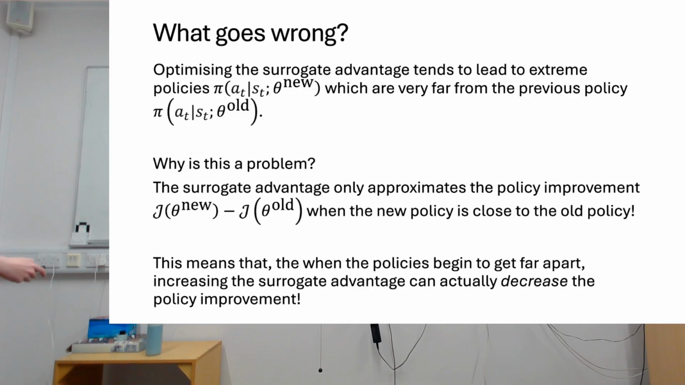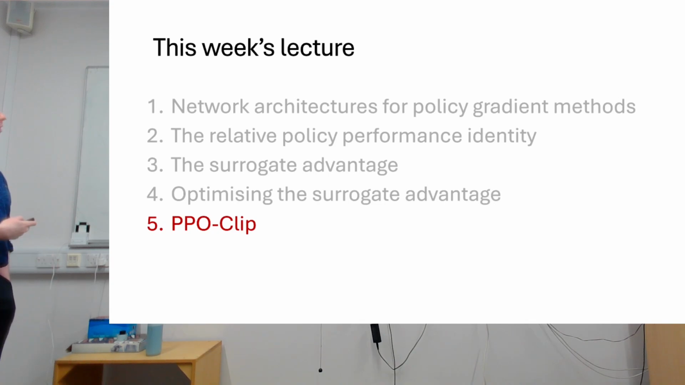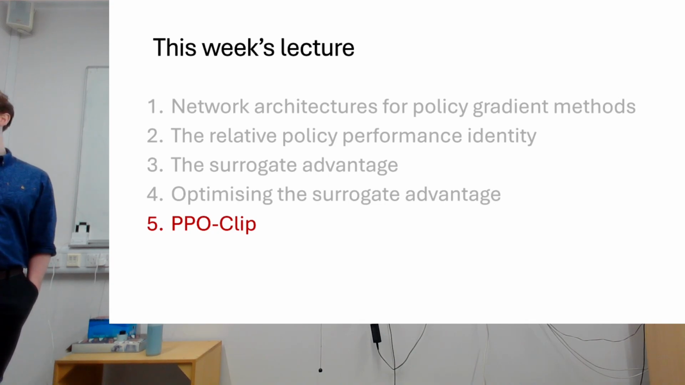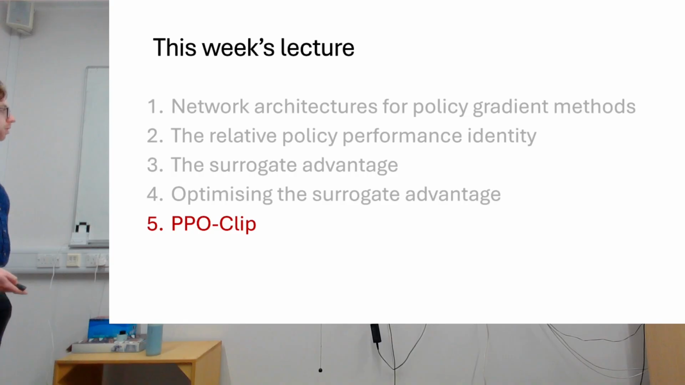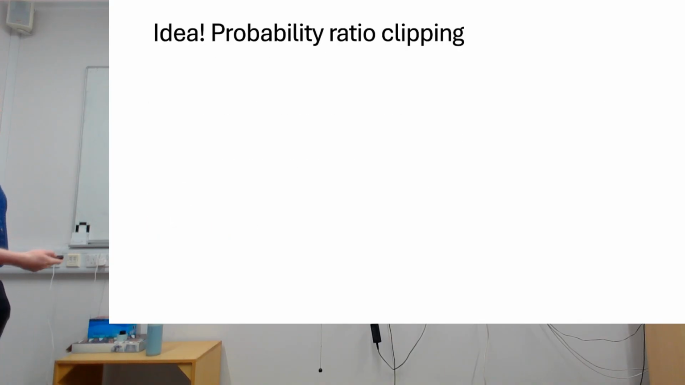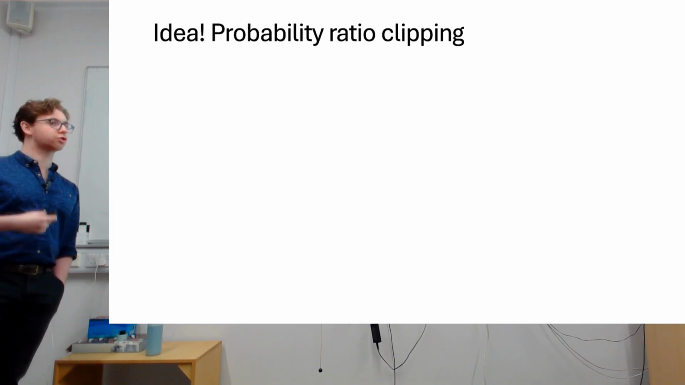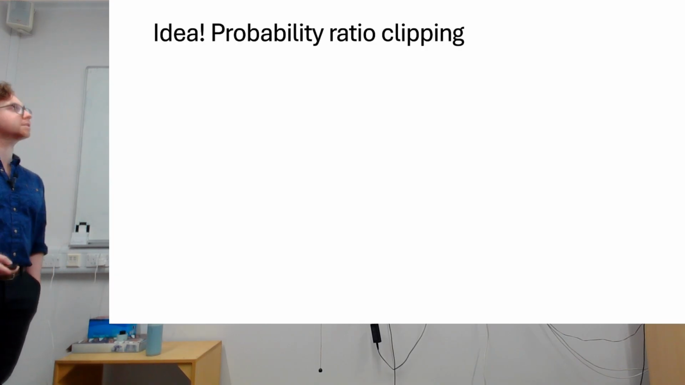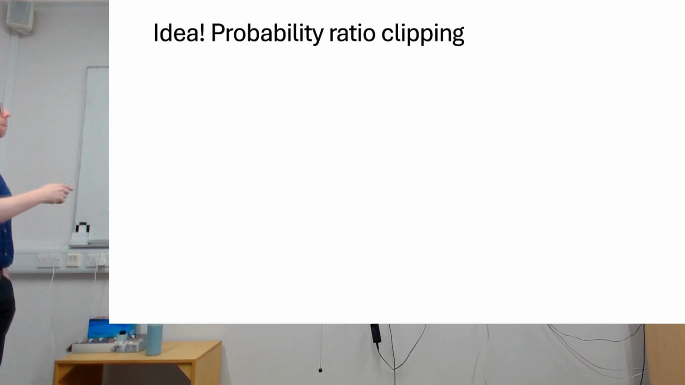Okay, so we understand why it's an issue to optimize just directly the surrogate advantage. And so now we're going to introduce PPO clip, which is the version of PPO that is preferred and used more in practice. And we're going to see how it solves this problem. The trick that PPO clip employs is called probability ratio clipping.